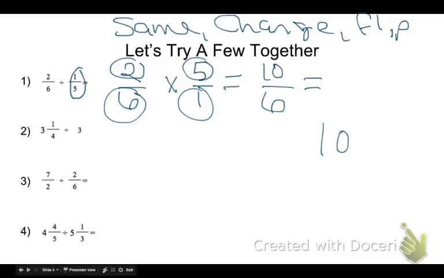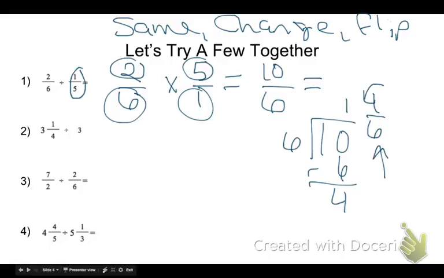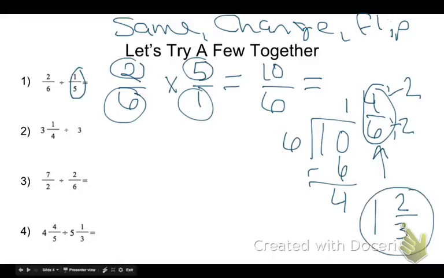So if I do 10 divided by 6, it goes in 1 time. I have 4 left. 1 and 4/6. Remember, I told you that sometimes this fraction can be simplified. 4/6 is not in simplest form. I can divide both of them by 2 and make it 1 and 2/3. That is my final answer.